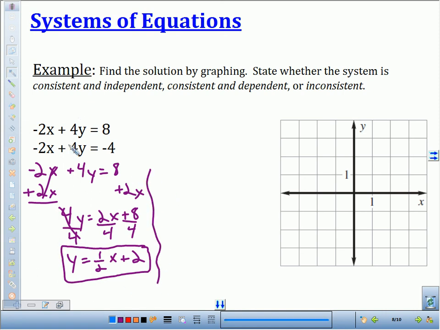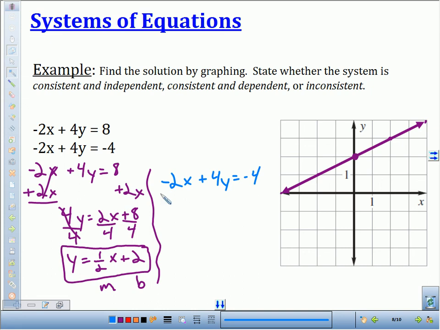I'm going to go ahead and plot these points. My b is 2. My m is 1/2. So I'm going to go to 2, and rise 1, run 2. And here's the line that I get. Go ahead and plot that now. And there it is. I need to solve the second equation, which is negative 2x plus 4y equals negative 4.